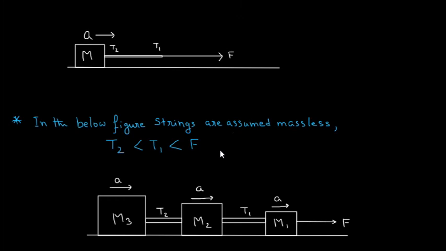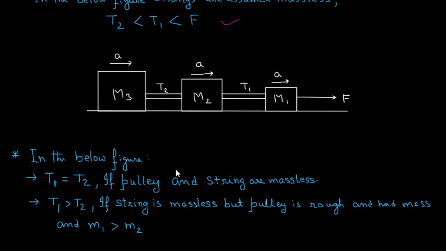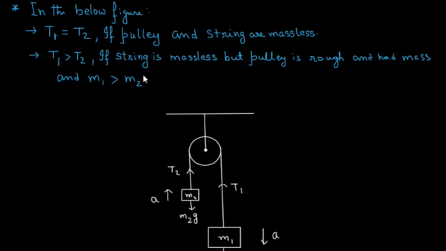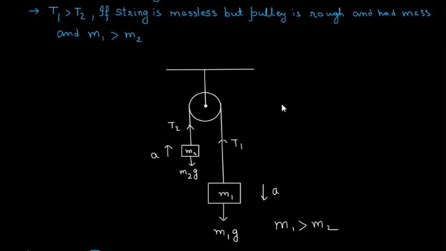In the below figure, strings are assumed massless, then T2 is less than T1 and T1 is less than F. In the below figure, T1 is equal to T2. In the below figure, T1 is equal to T2 if the pulley and strings are massless. T1 is greater than T2 if the string is massless but the pulley is rough and has mass, and M1 is greater than M2. Here M1 is greater than M2, therefore T1 is also greater than T2.